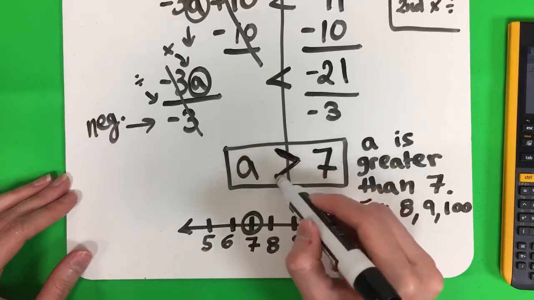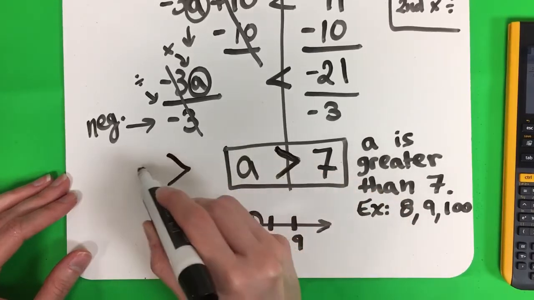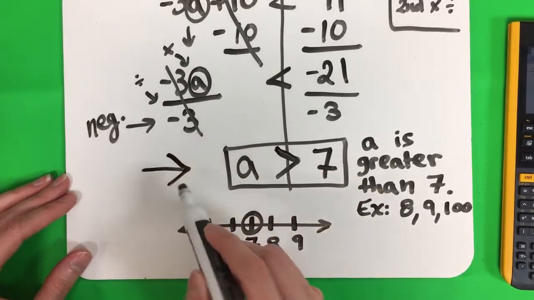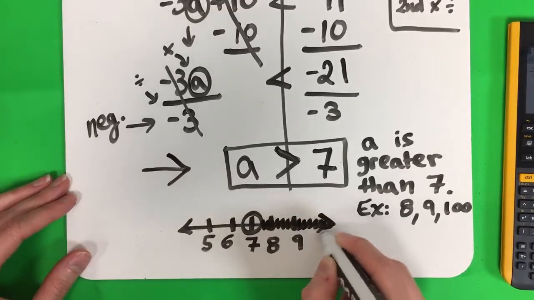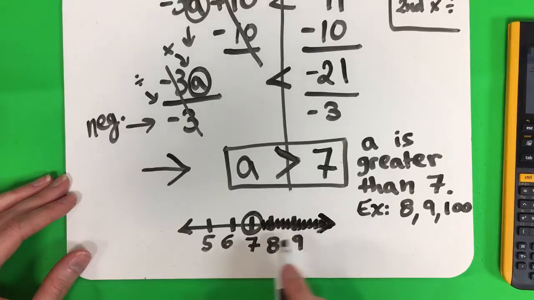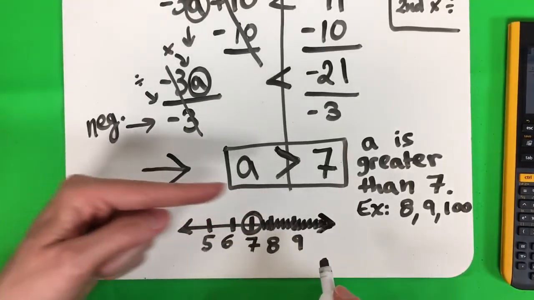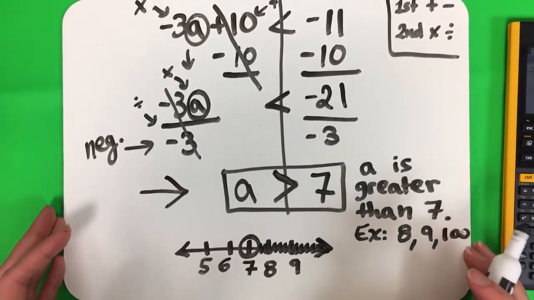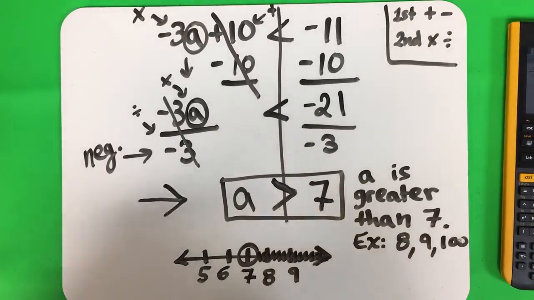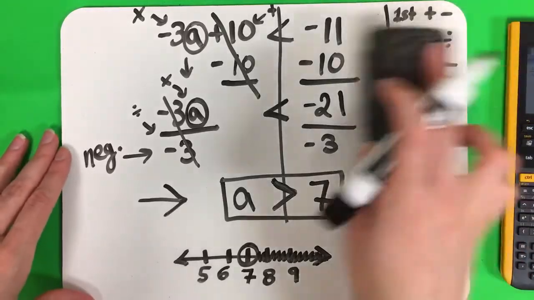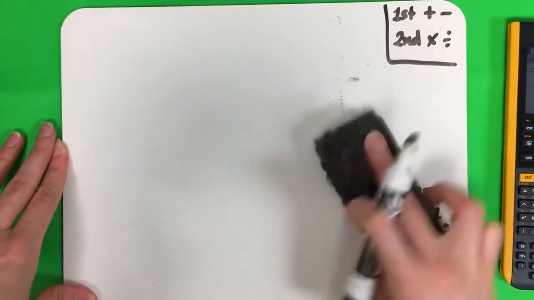And this is an arrow to the right. So you will color to the right. My answers are the numbers that are bigger, which are the numbers that are to the right. Okay, so this is our answer. So go ahead and pause and copy if you need to. Let's try another one.